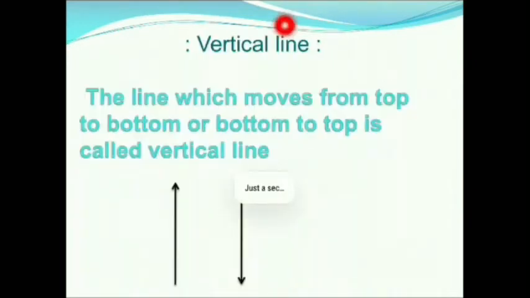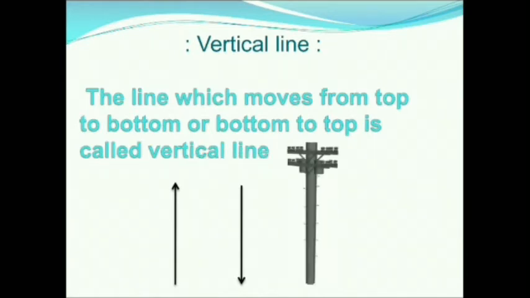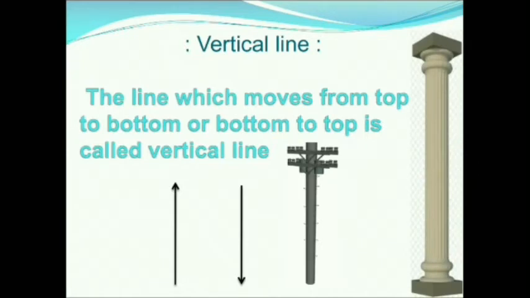Next we will move to vertical line. The line which moves from top to bottom or bottom to top is called vertical line. There is a picture of an electric pole and a pillar of a house. Are there any vertical lines in these pictures? Yes. You see electric poles while walking on the road. We also see some pillars in the construction of buildings. When we stand straight, our body will also look like a vertical line.